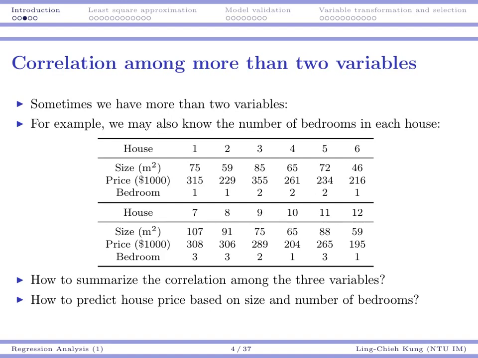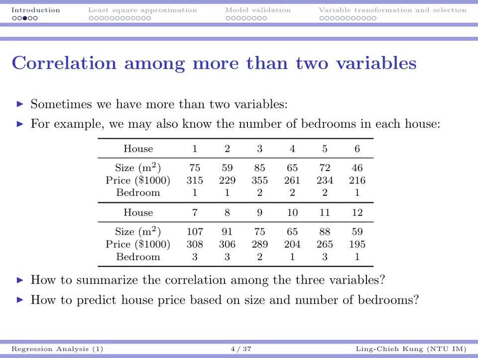So that means we want to summarize the correlation among more than two variables. That's one thing we don't know how to do, because we can compute their pairwise correlation coefficients, but if we want to use one number to summarize the relationship between three variables, we don't know how to do that. Or if we still want to do the prediction, if we want to use size and the number of bedrooms to predict price, then again we want a formula, and we don't know how to do that, right?